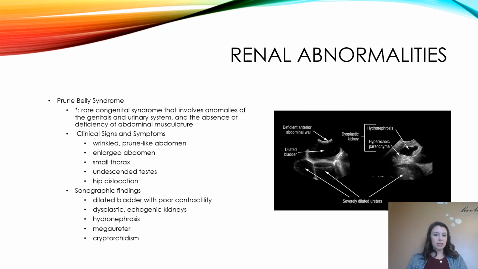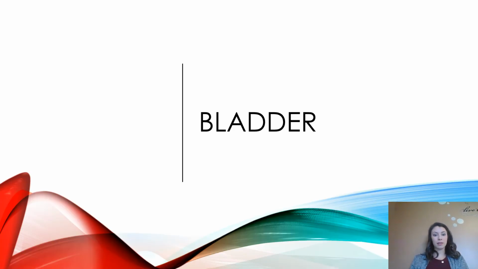So clinical signs and symptoms are a wrinkled prune-like abdomen, an enlarged abdomen, small thorax, undescended testicles, and hip dislocation. Sonographic findings are a dilated bladder with poor contractility, dysplastic echogenic kidneys, hydronephrosis, a megaureter, or cryptorchidism.